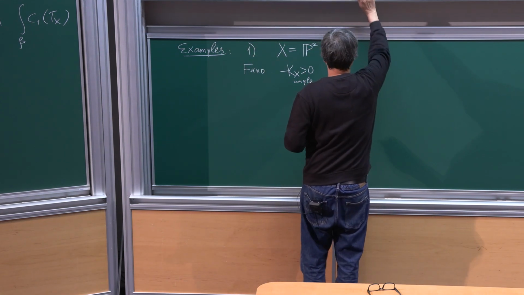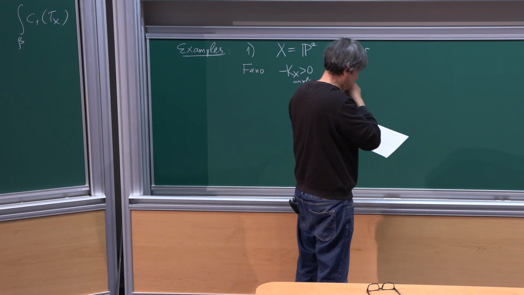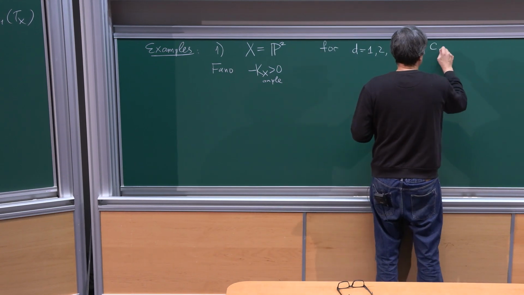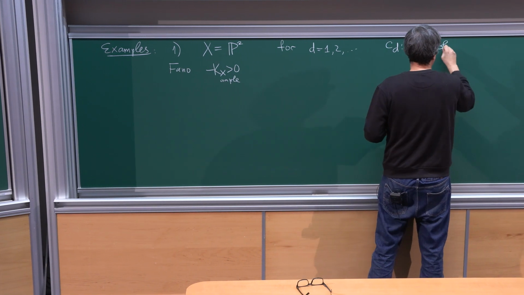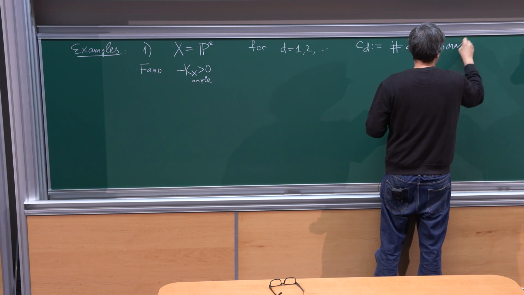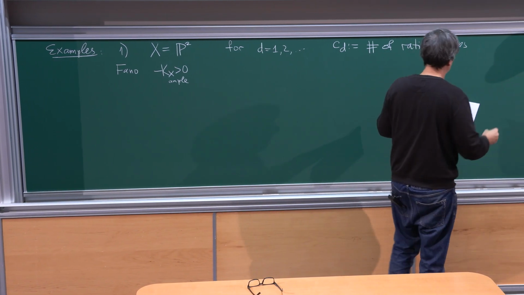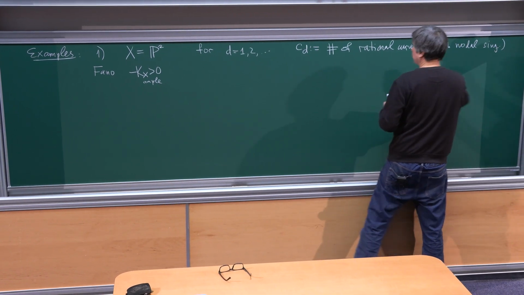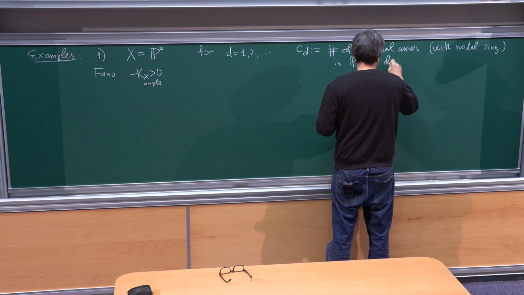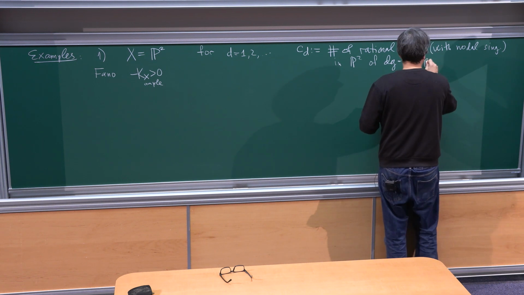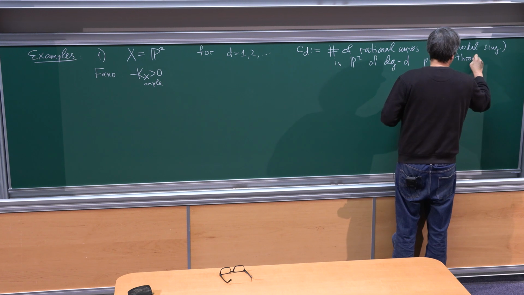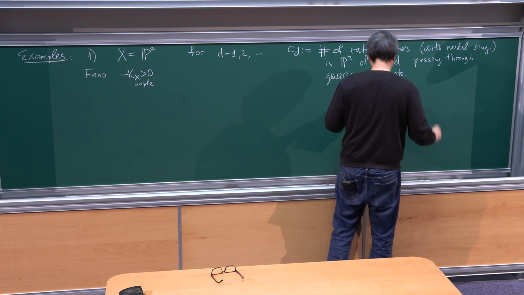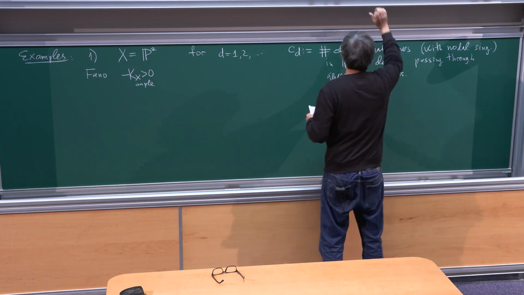And then we can associate some numbers counting some curves, for d equal to 1, 2, and so on. Say C_d is the number of rational curves, actually with nodal singularities, in P2 of degree d and passing through generic 3d minus 1 points. And one can make a little table with these numbers.